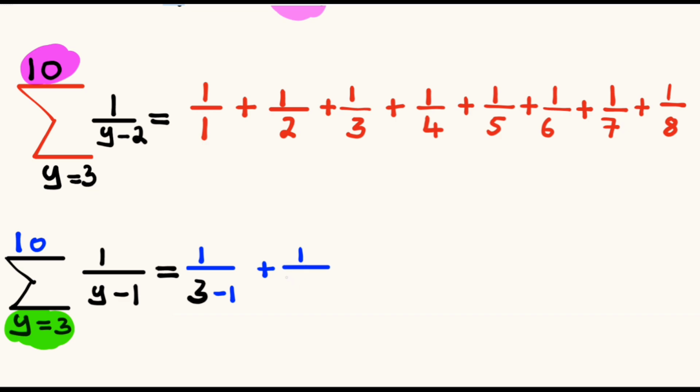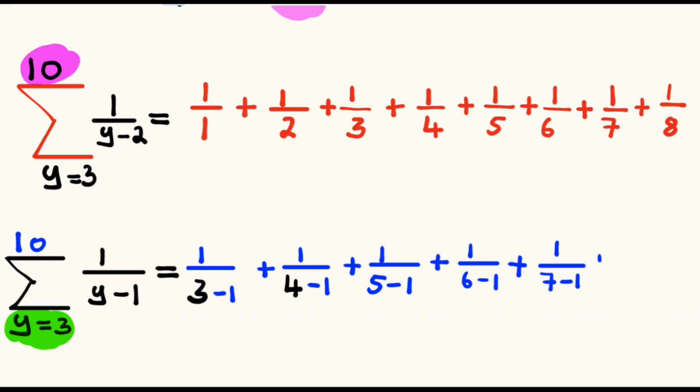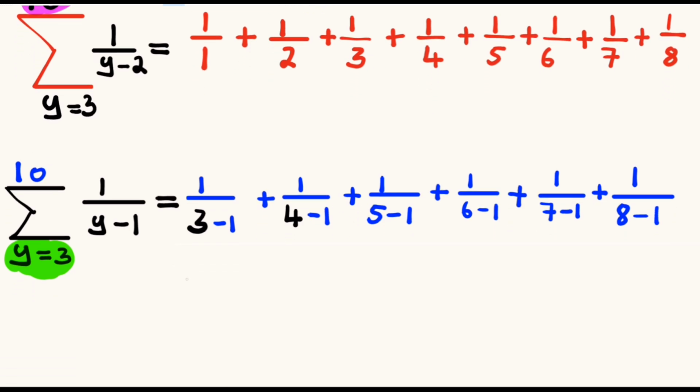Where there is y, we now substitute 4. We have the minus 1, plus 1 divided by 5 in the place of the y, minus 1, plus 1 divided by 6 in the place of the y, minus 1, plus 1 divided by 7 in the place of the y, minus 1, plus 1 divided by 8 in the place of the y, minus 1, plus 1 divided by 9 in the place of the y, minus 1, plus finally we have 1 divided by 10 in the place of the y, minus 1.